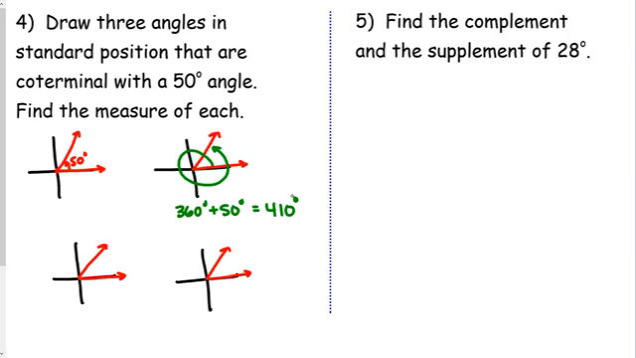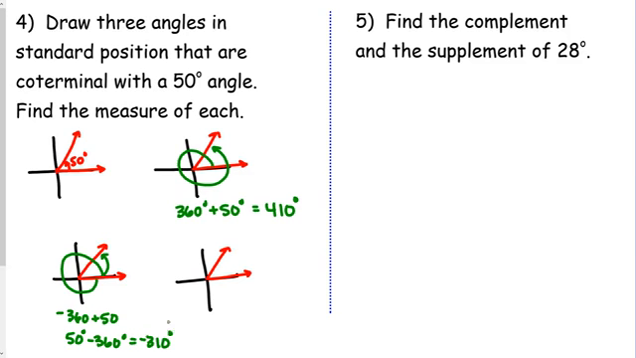And then instead of doing that, I could go all the way around the circle clockwise, so that'd be negative 360, and then back 50. So that would be negative 360 plus 50, or another way to think of it would be 50 minus 360, and that would be negative 310.